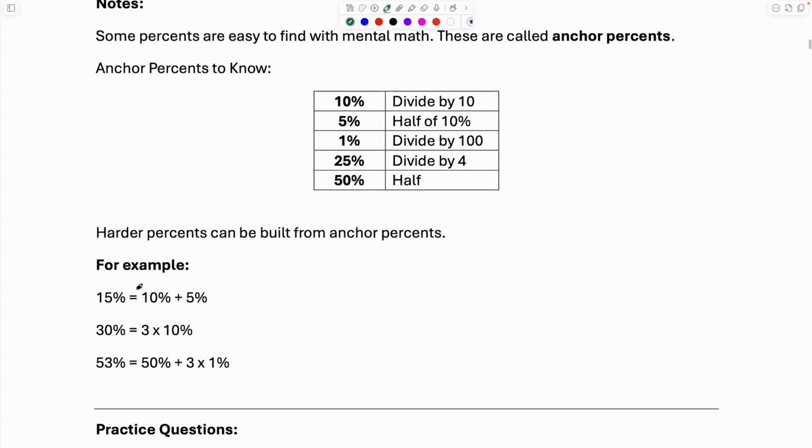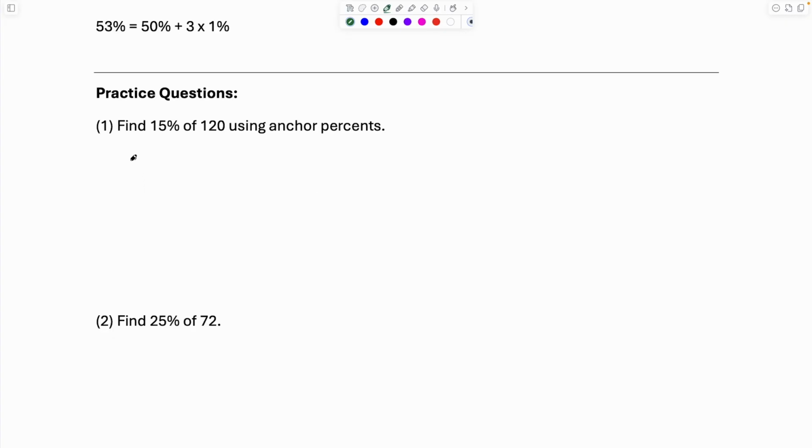So if I have to find, let's say, 15%, I could find 10% of the number, 5% of the number, and then add those two percents together. And for something like 30%, I could find 10% of the number and then just multiply by 3. So these are just some combinations that we could use when working with anchor percents. So now for question 1, let's find 15% of 120 using anchor percents.